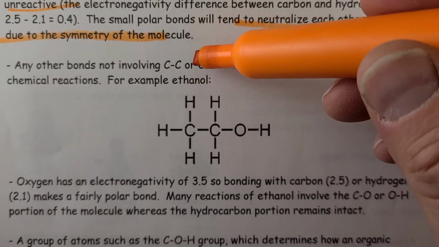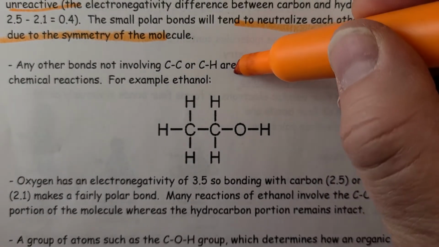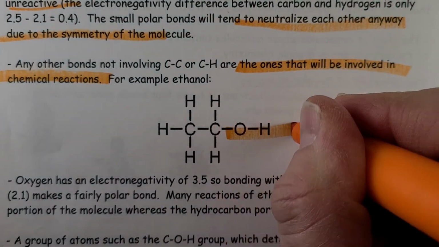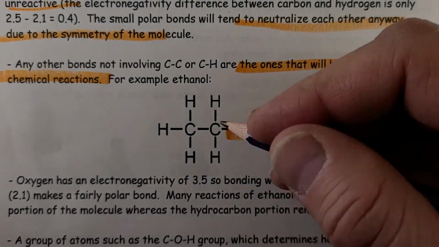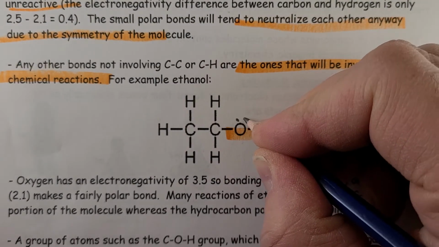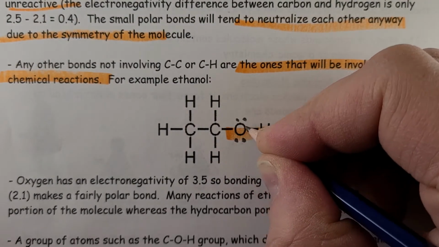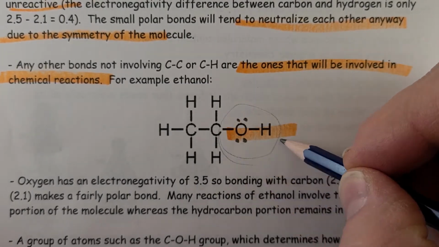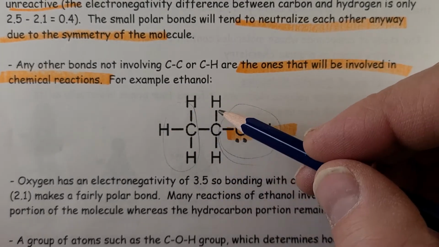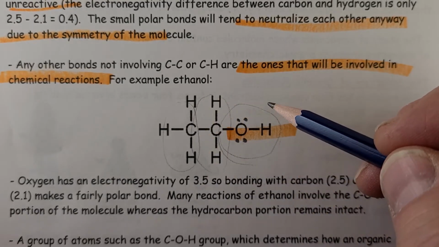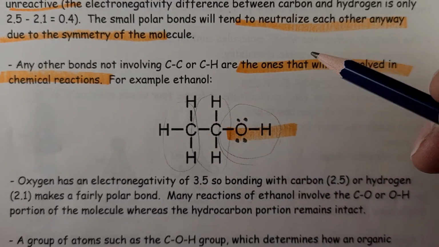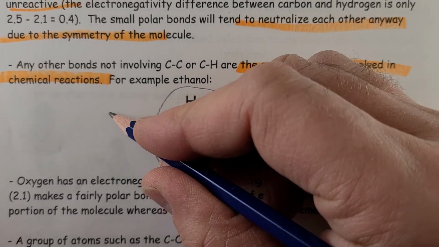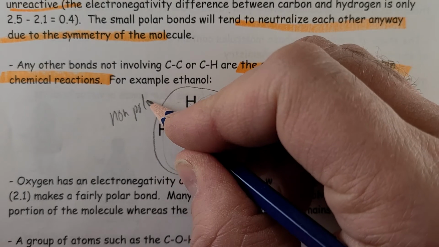Any other bonds not involving CC or CH are the areas of chemical reaction. For example, if I look at ethanol, there would be a set of electrons here that you could draw in, because of oxygen. This is going to be a bent shape area, whereas here we have tetrahedral shapes. Any reaction that's going to happen is going to be over here because this section is virtually non-polar.